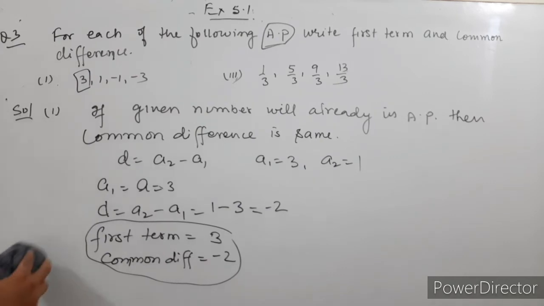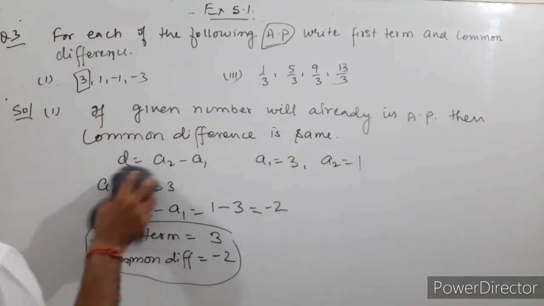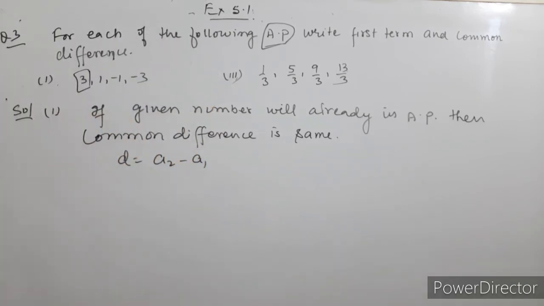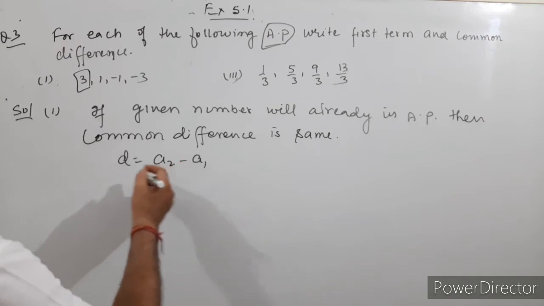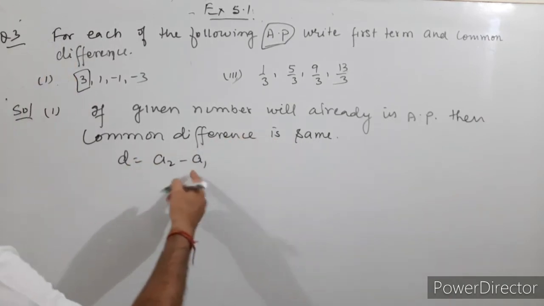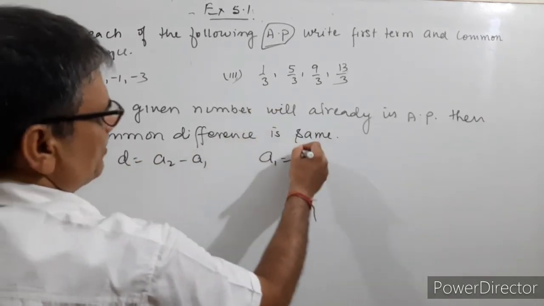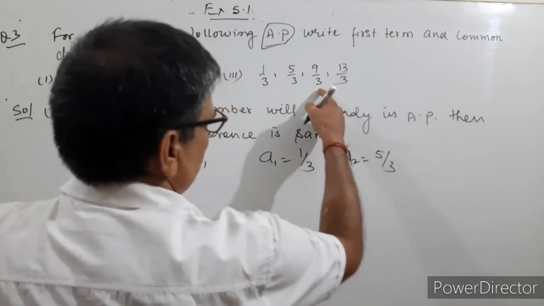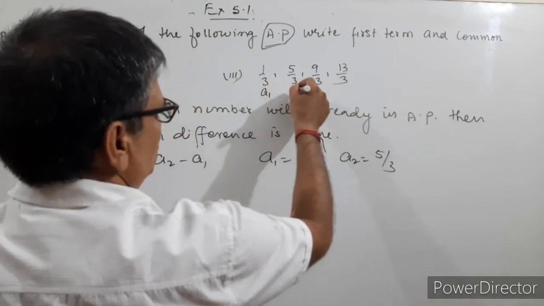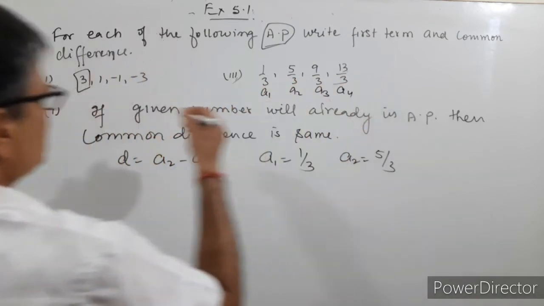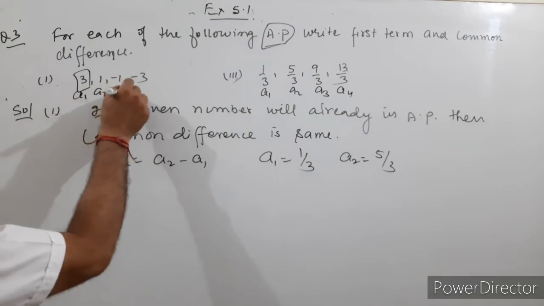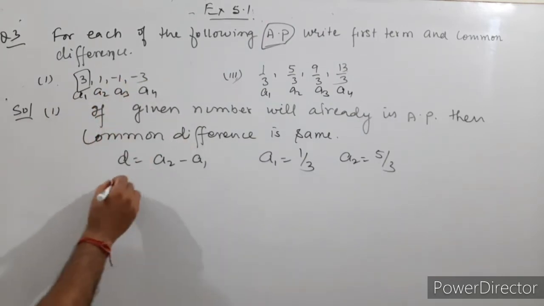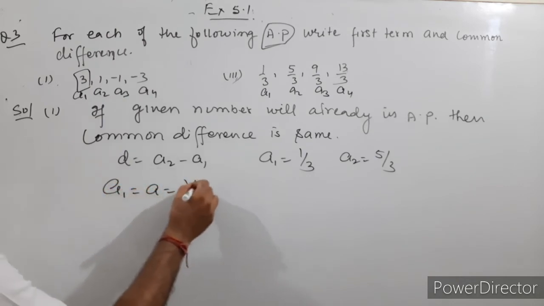And move to the second part. Statement is the same and the values will be different. For the second part, what is A? Common difference is the same, A2 minus A1. What is A1? A1 is equal to 1 by 3, first term. This is A2, second term, 5 by 3. A1, A2, A3, A4. What is A1? A is equal to 1 by 3.